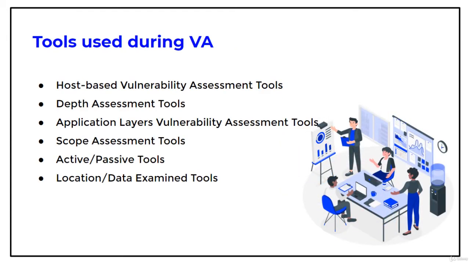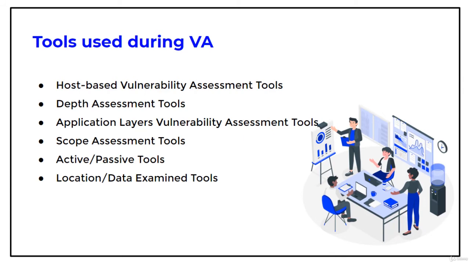There are 6 types of vulnerability assessment tools. The first is the host-based vulnerability assessment tool. A host-based vulnerability assessment tool finds and identifies the OS running on a particular host computer and tests it for known deficiencies. It searches for common applications and services. The next is the depth assessment tools. These tools find and identify previously unknown vulnerabilities in the system. These types of tools include fuzzers.